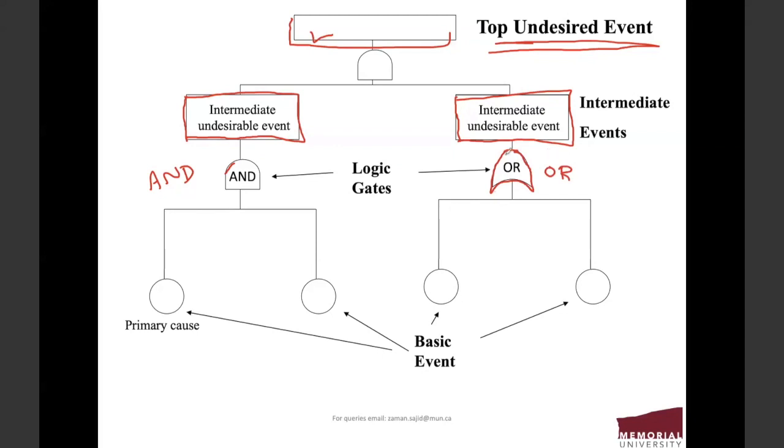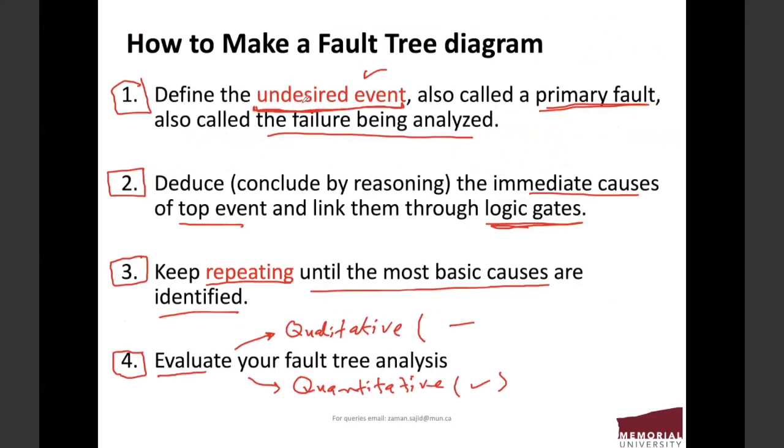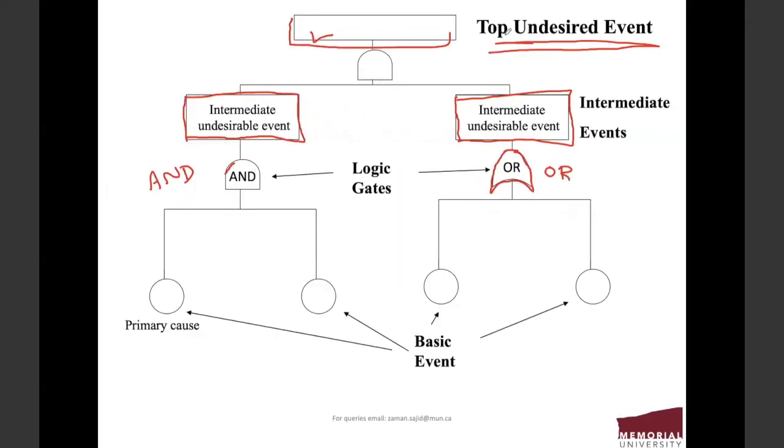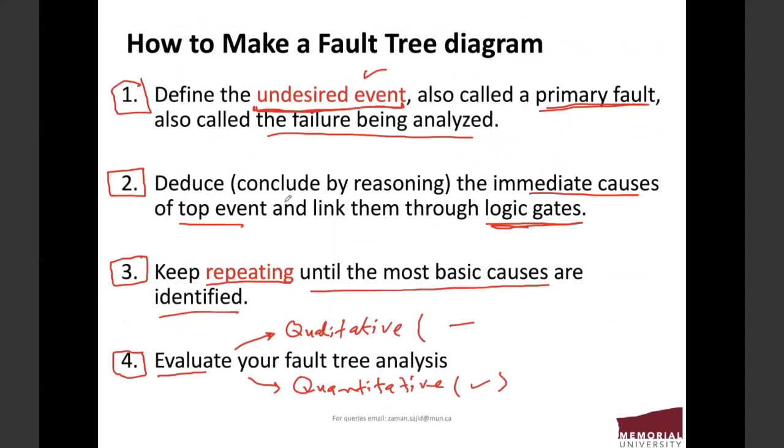So allow me to go back and rebuild this. My first step was I need to define my undesired event. So I define my undesired event. Because it is a top event, it is always in a rectangular shape. The second step is we need to deduce, which means conclude by reasoning, the immediate causes of the top event and link them through logic gates.